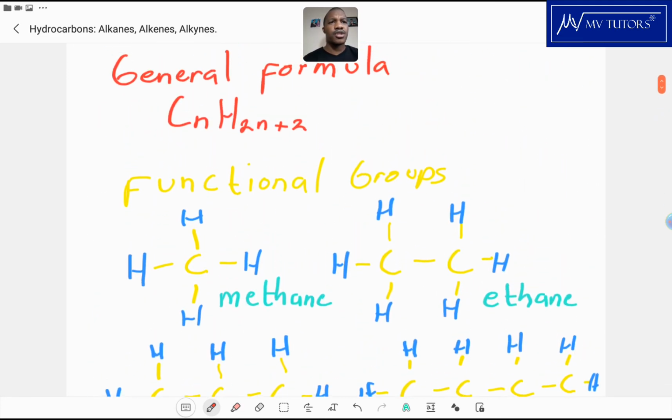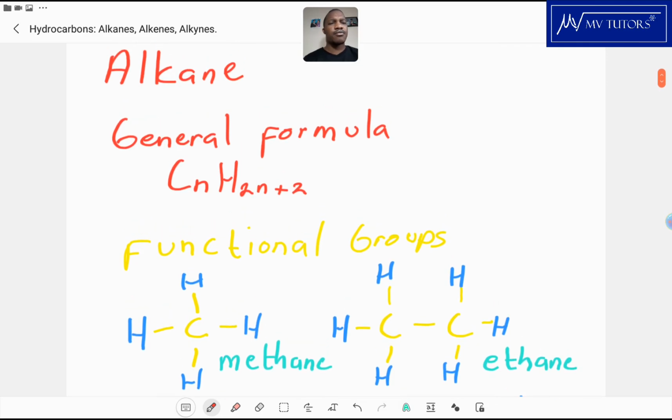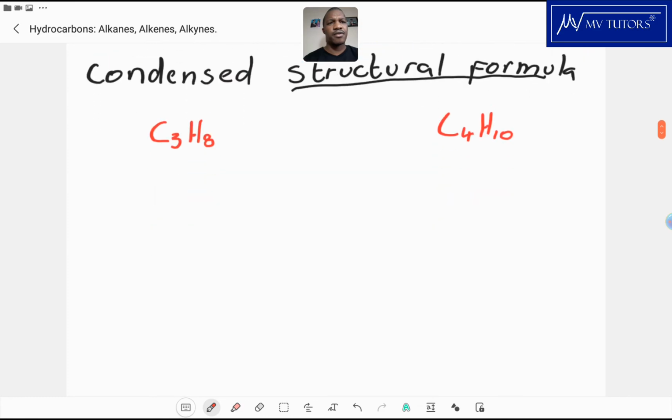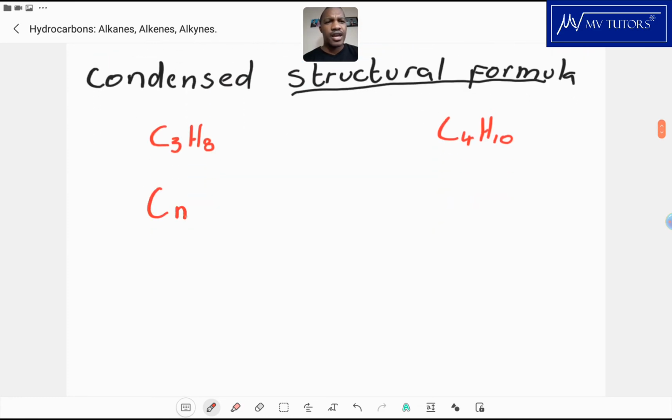Alternatively, you can always use the general formula. If I've got 3 C's, let me put the formula down here. The formula is CnH2n plus 2. So if n represents 3, then you've got 2 times 3 plus 2. That gives you C3H, 2 times 3 is 6, plus 2 is 8.